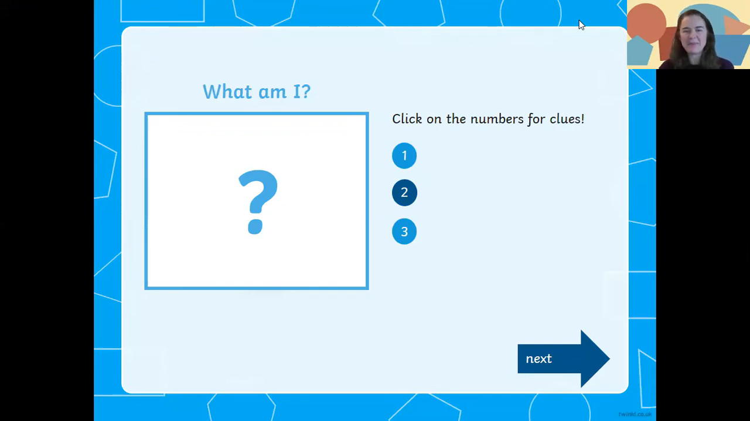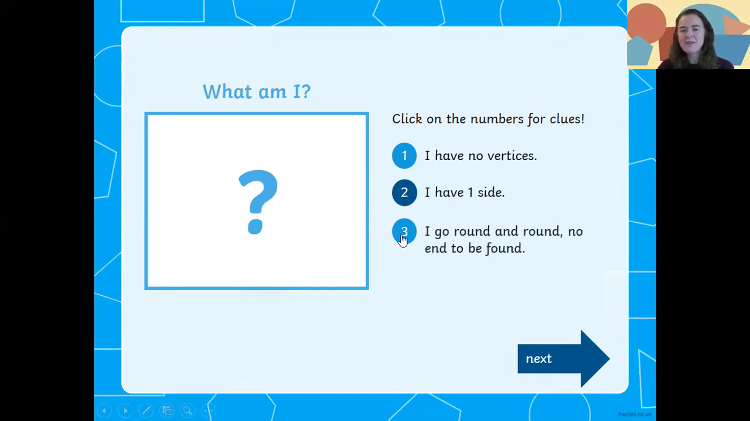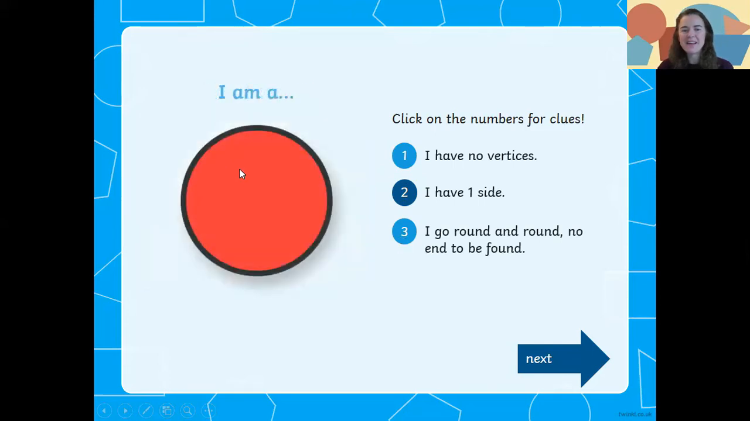Okay, so clue number 1. I have no vertices. I have one side. I go round and round, no end to be found. What am I? Well done. If you said a circle, fantastic. Good job.